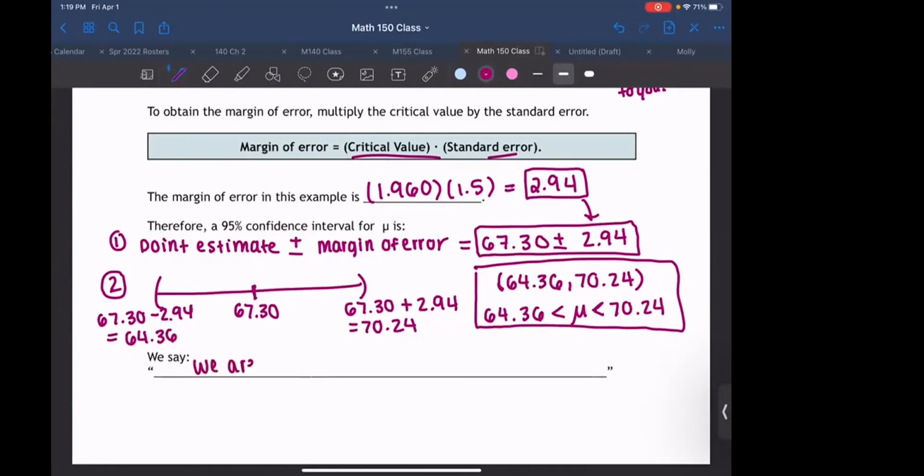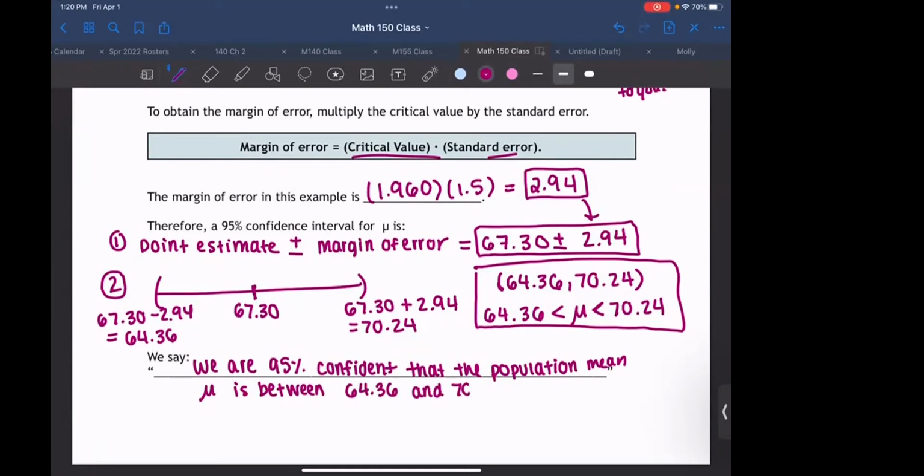I'm going to say this. We are, in this case, 95% confident that the population mean, the thing we're trying to find, the population mean mu, is between 64.36 and 70.24.